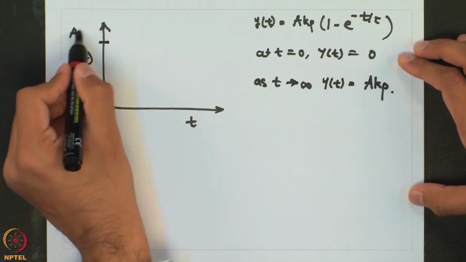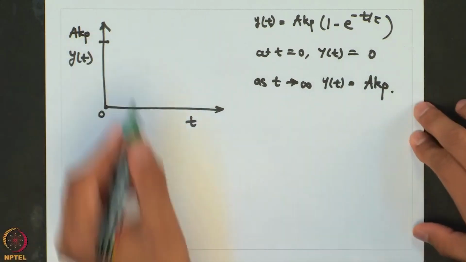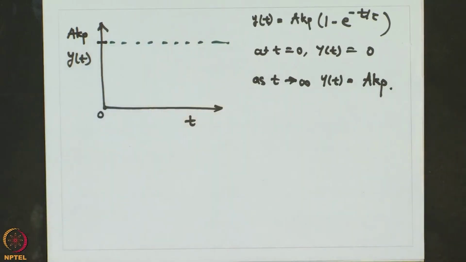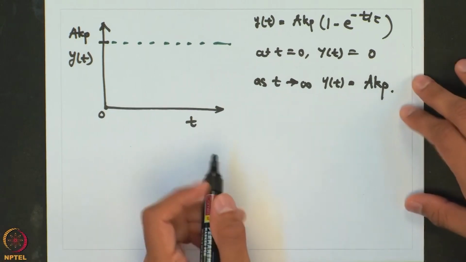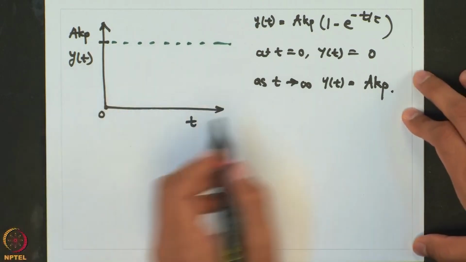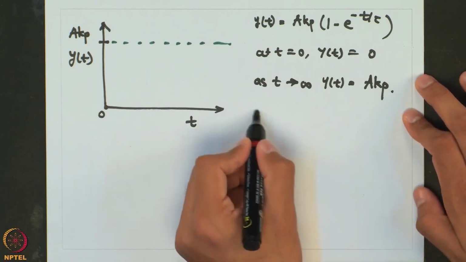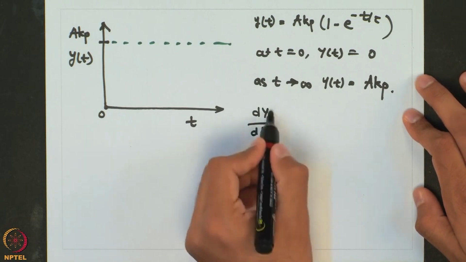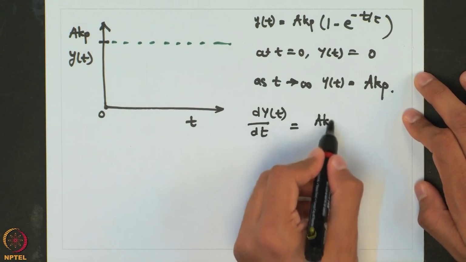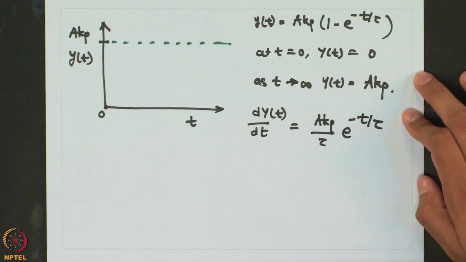So, if this represents AKP, for a very long time the response would somehow reach or approach this particular line. Now, let us look at how the response changes as a function of time. So, we will calculate the derivative of the response, which we can get as AKP over tau e raised to minus t over tau.